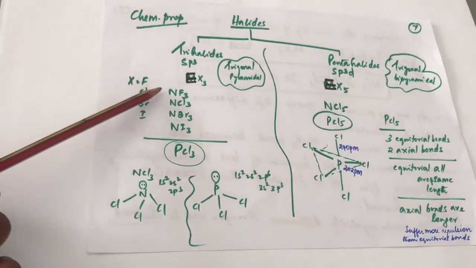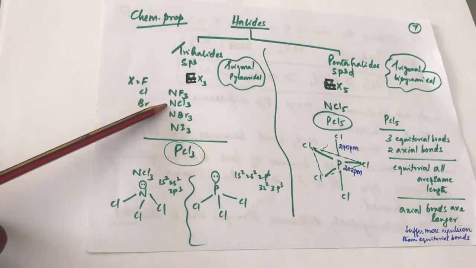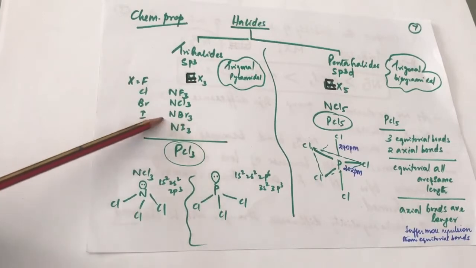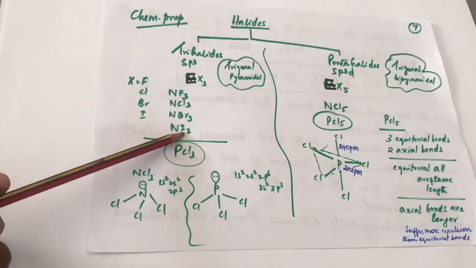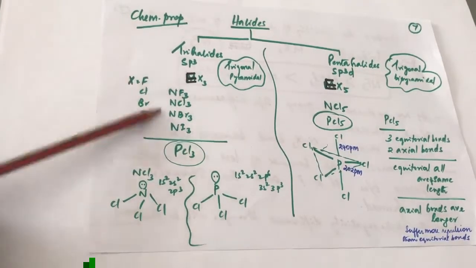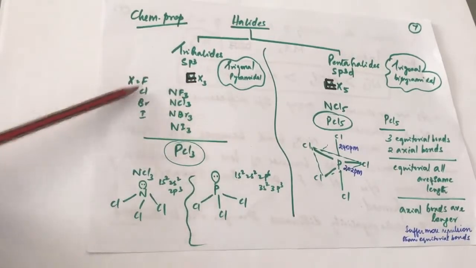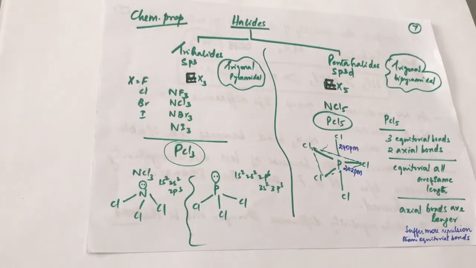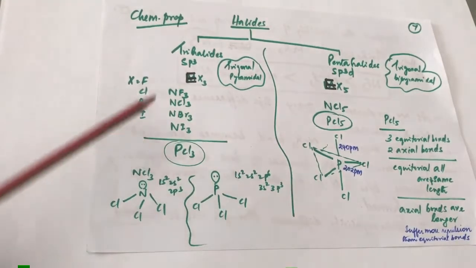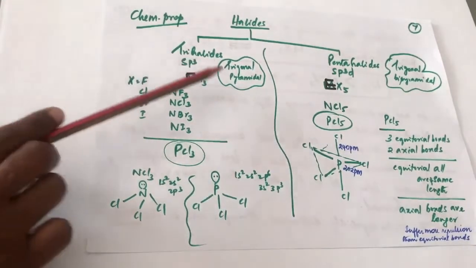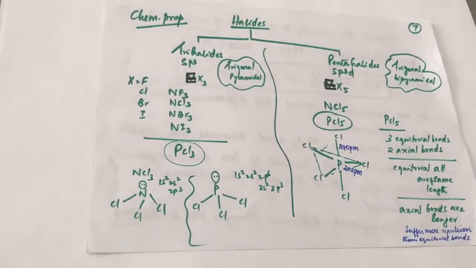So how are the halides formed? NF3, NCl3, then you put Br here, NBr3, then NI3, like that. These are trihalides of nitrogen. Once more, trihalides of nitrogen. Now this will show sp3 hybridization and, as I have explained, a trigonal pyramidal shape.